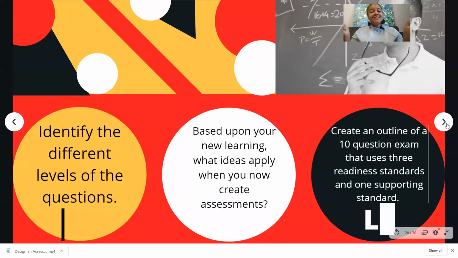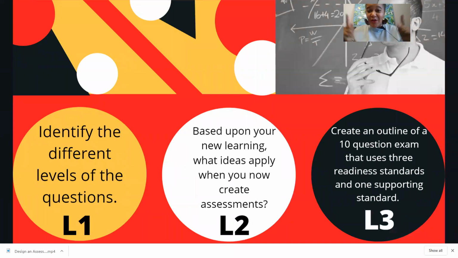So now it's time for me to question you. Are you ready for this quiz? And guess what? I leveled the questions for you. So get out your pen and paper. And your first question, which is a level 1, identify the different levels of questions. Also pay attention. That's not a hard task. You either knew the answer and you're able to write it down, or you knew exactly where to find the answer. But you didn't have to think about anything.